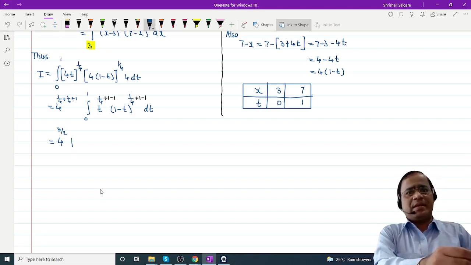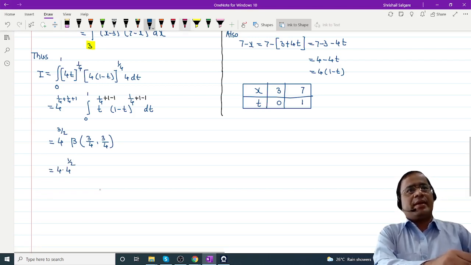I think both parameters will get the same here. What is that parameter? Yes, anyone? Beta of 3 by 4 and 3 by 4. Is it right? Make me correct if I am wrong. Okay, 4 into 4 raised to 1 by 2. This I will write, I will split. And again, using relation between beta and gamma of m, n.